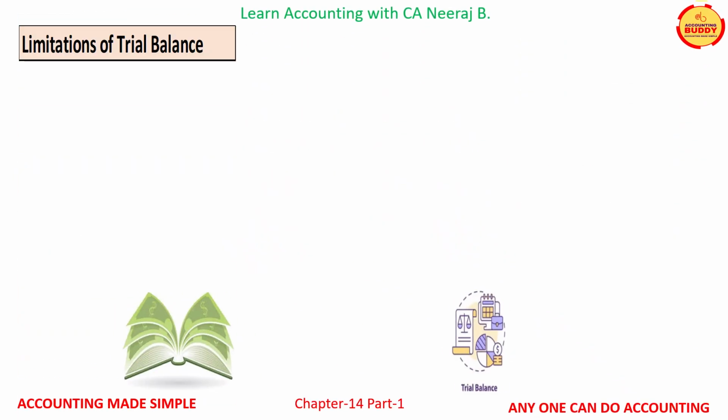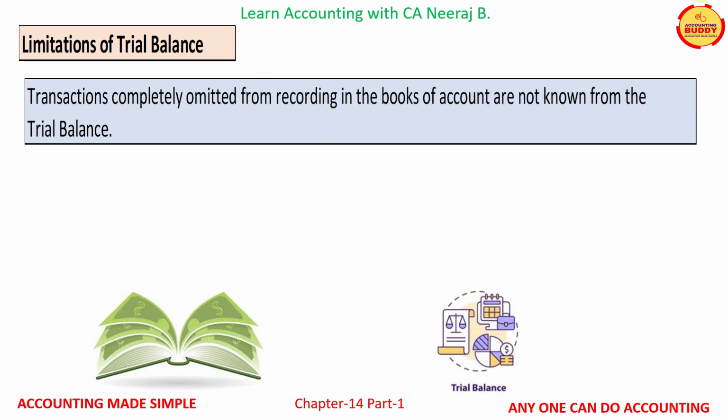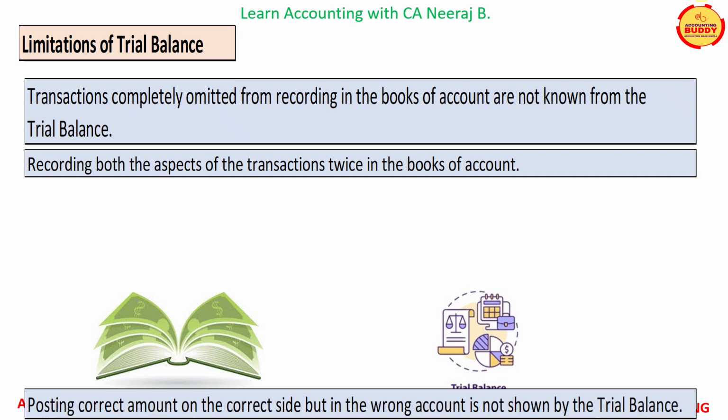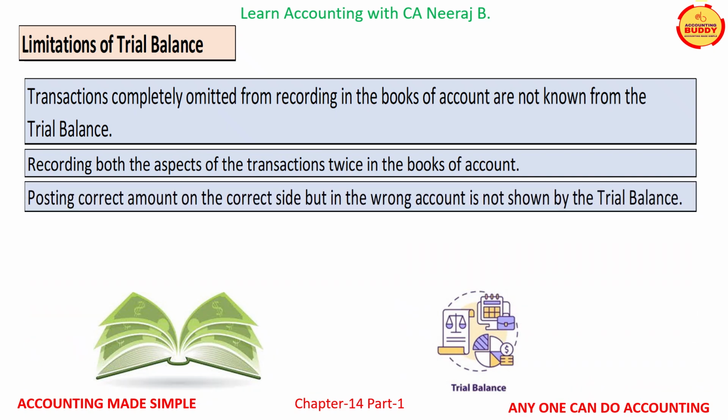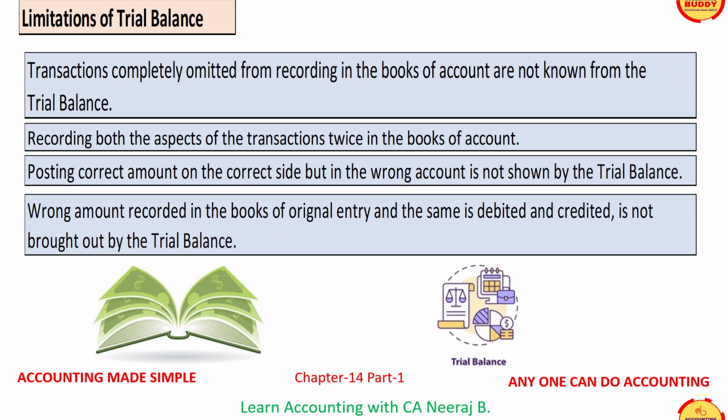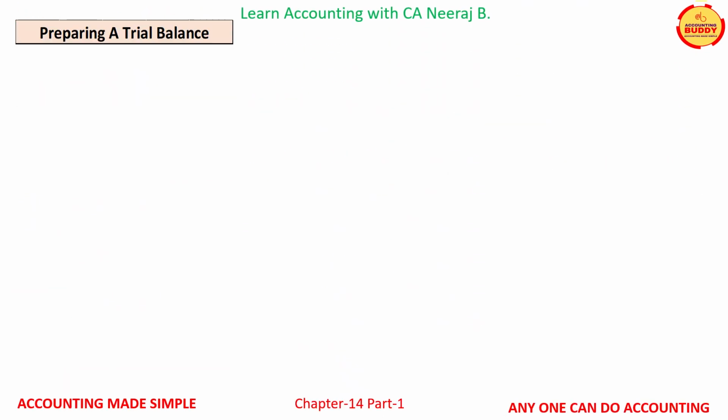Some more limitations of trial balance are: transactions completely omitted from recording in the books of accounts are not known from the trial balance. Recording both the aspects of the transaction twice in the books of accounts are also not detected by the trial balance. Posting correct amounts on the correct side but in the wrong account is not shown by the trial balance. Wrong amounts recorded in the books of original entry and the same is debited and credited is not brought out in the trial balance. Let us learn how to prepare a trial balance.